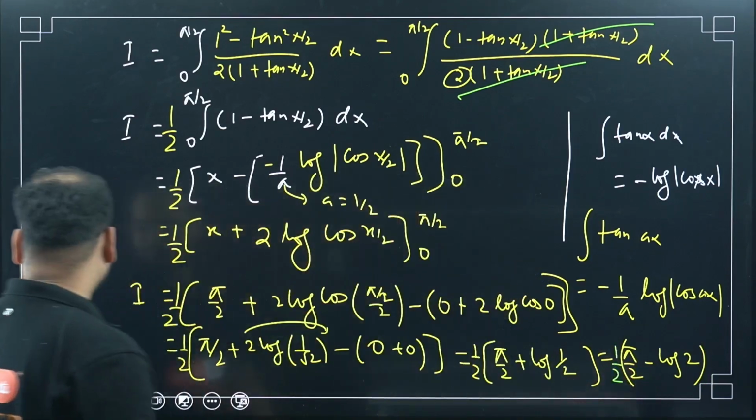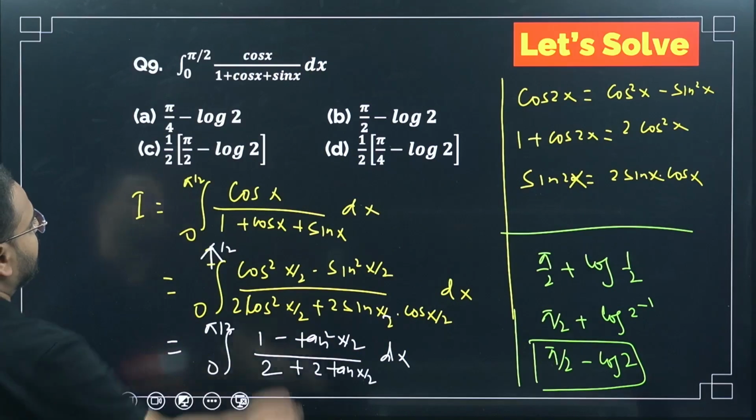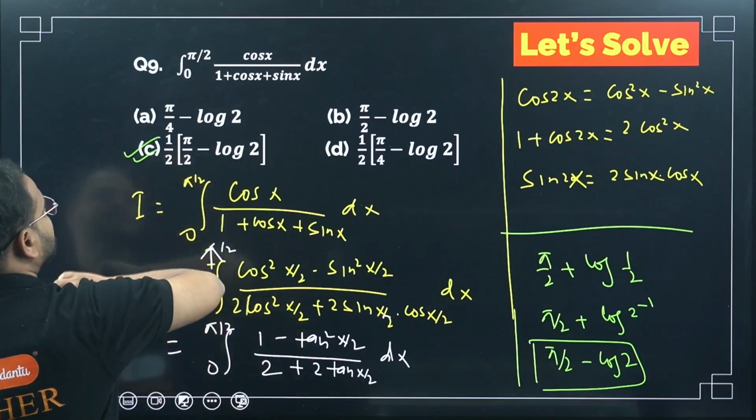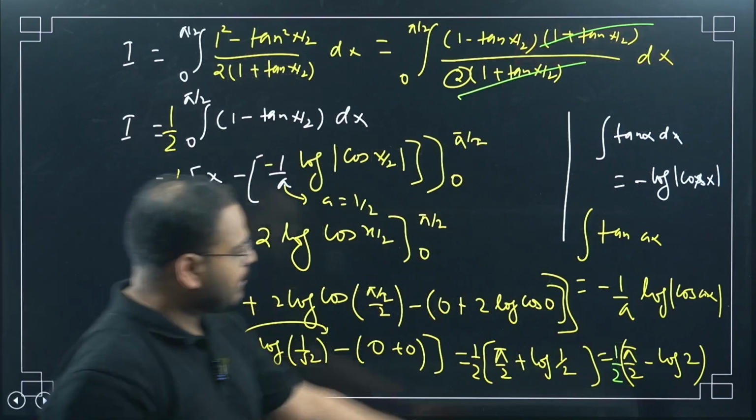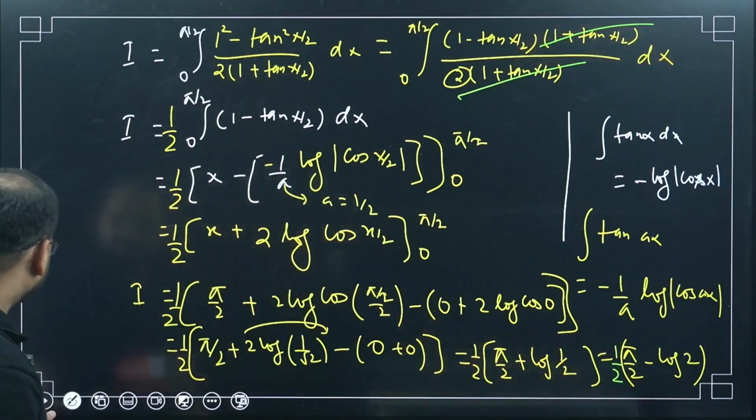Sorry for missing it out. So option number C: 1 by 2 pi by 2 minus log 2. I'll again let you see it.